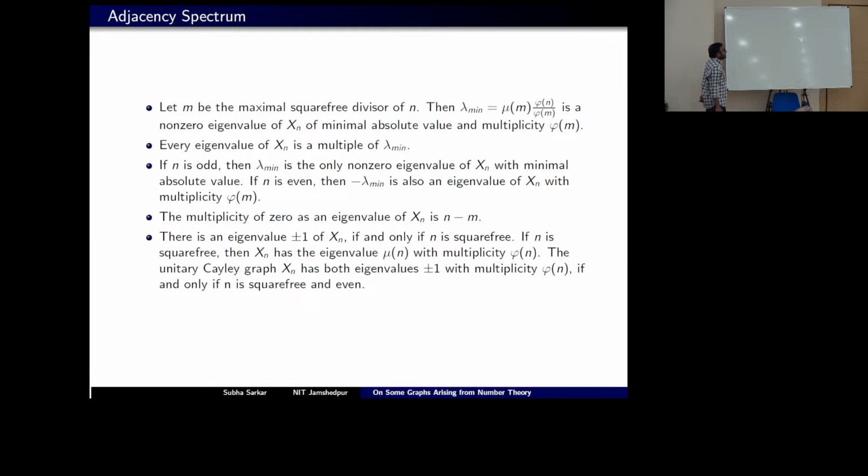So from here we are getting this corollary, that if either plus or minus 1 is an eigenvalue, in that case n must be a square-free number, and if both plus and minus 1 are eigenvalues, then n must be, if and only if, square-free and even. So these are all corollaries of this result.